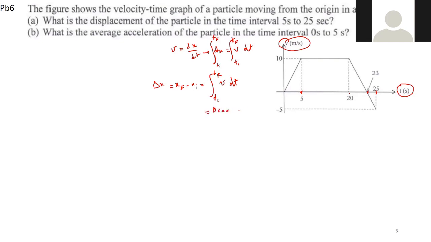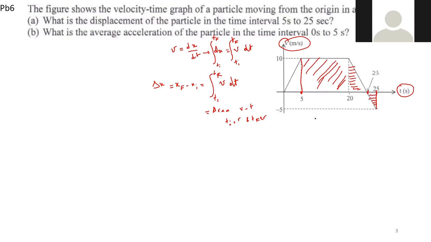under the curve. But which curve? The v-t graph. Between t initial, which is 5, and t final, which is what? 25, right? So I need the area between this and this. So I need this area here. I need the area of this rectangle and the area of this triangle here, and both of them are positive. And then the area of this triangle here, which is negative.